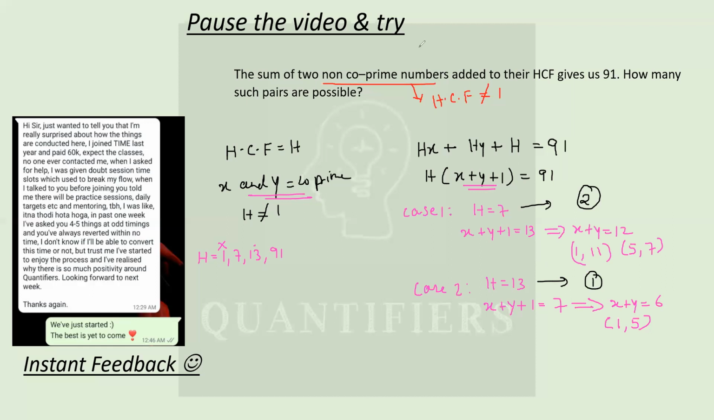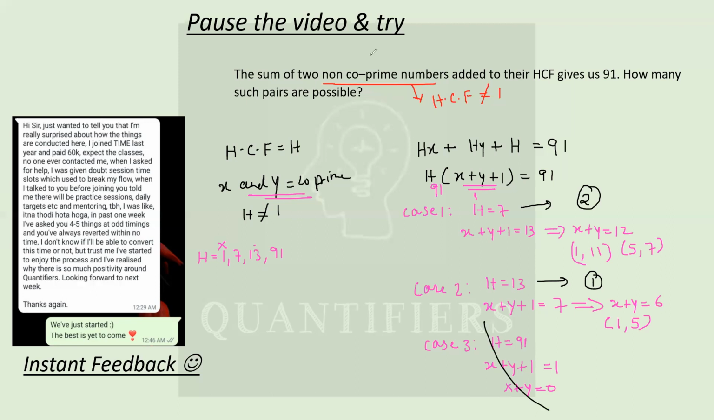Now let's look at the third case, students. Now in case 3, you can easily figure out that if H is equal to 91, so obviously 91 into 1 is 91. तो अगर ये चीज 91 है तो ये 1 हो जाएगी. But you know, students, if X plus Y plus 1 will be equal to 1, then in that case X plus Y will be equal to 0, and that is not possible. So this third case is also eliminated.